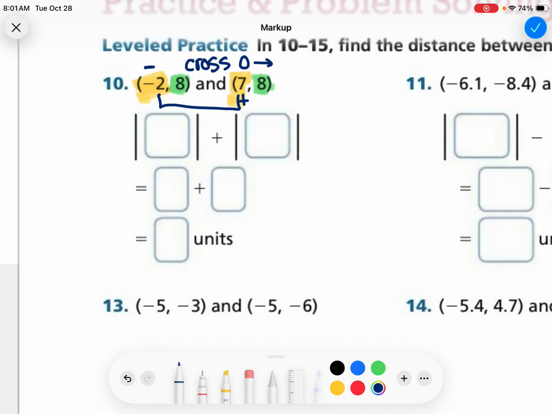We said if we have to cross 0, we have to add. Well, that's exactly what they did here. You're going to get the absolute value of 2. Remember, we did absolute value last section. Plus the absolute value of 7, because those were my yellow coordinates, okay? That's where these are coming from. They're still your yellow values. Well, the absolute value of negative 2 is 2. Remember, it is how far negative 2 is away from 0. How far is negative 2 from 0? 2 units. Then the absolute value of 7. How far is 7 from 0? 7. 2 plus 7 is 9 units.